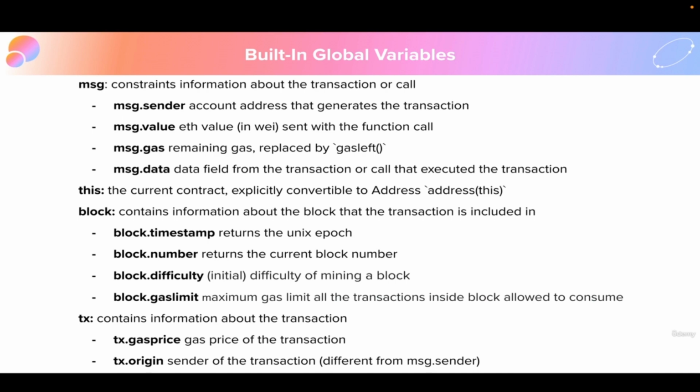So if I call contract A and contract A calls contract B, in contract B, the message.sender will be contract A, but the transaction.origin will be my personal address.